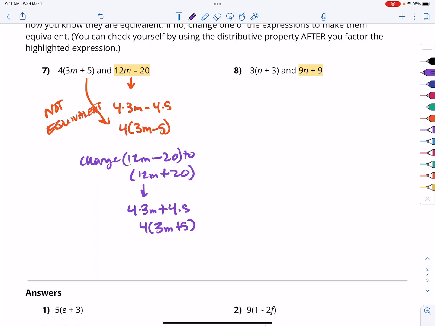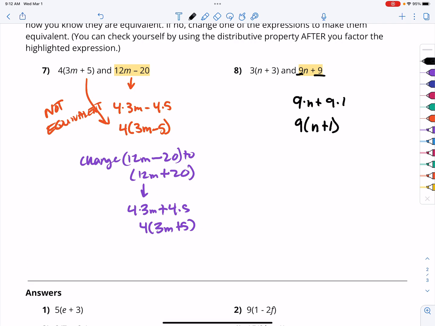So let's check our factoring for number 8. I know, we have a 9 and we have a 9, so that means our greatest common factor is going to be 9. So 9 times n plus 9 times 1. That means a 9 has been distributed all the way across. So we have a 9 that's been distributed to an n plus 1.